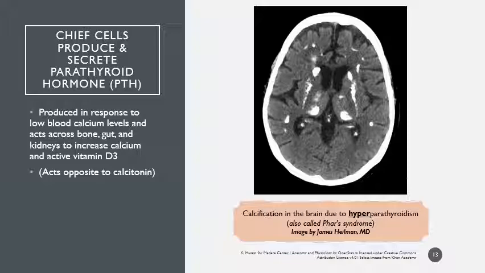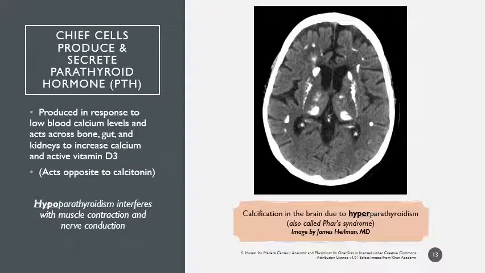Hyperparathyroidism, which is also called Fair syndrome, causes calcification in the brain because you have way too much calcium, and so you get these calcium deposits that are visible in this medical image. The opposite, hypoparathyroidism, means that you don't have enough calcium because you don't have enough of this parathyroid hormone. Hypo is low, so you don't have enough calcium in your blood.